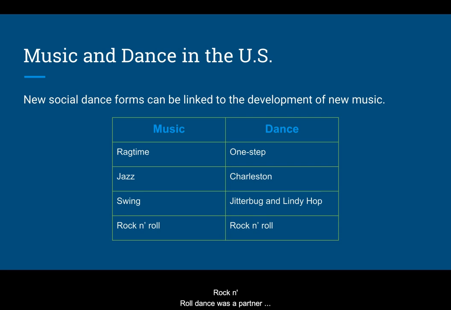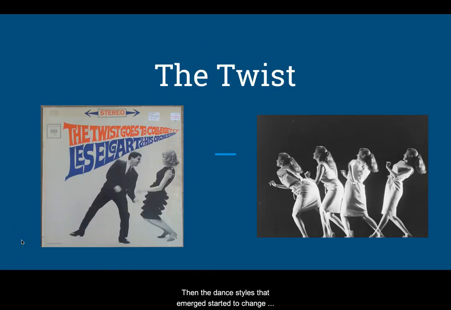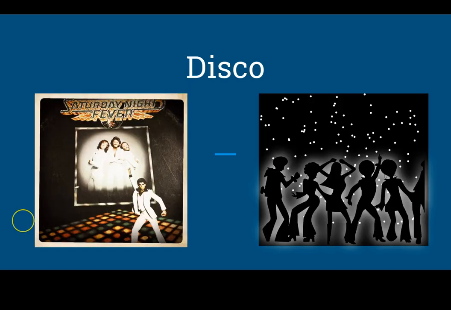Rock and roll dance was a partner dance with moments of solo improvisation, but also involved a more sexual response to the music with pelvic thrusts and movement. Then the dance styles that had merged started to change the development of social dances. When the twist emerged, it was performed individually without any requirement of physical contact, unlike the social dances that came before. In 1977, with the success of the film Saturday Night Fever, disco dancing became instantly popular throughout the United States.